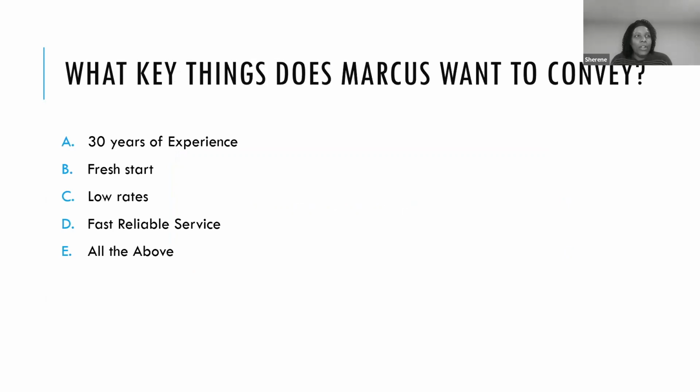What key things does Marcus want to convey in his video? What are some key things that you think he should be focusing on? Is it A, 30 years of experience, B, fresh start, C, low rates, D, fast, reliable service, or E, all of the above? What should he be putting in his video when he's writing his content? What are some things he should try to convey? Let's see, we have C says experience and fresh start. Calvary says E, all of the above. Sister McDonald said E.